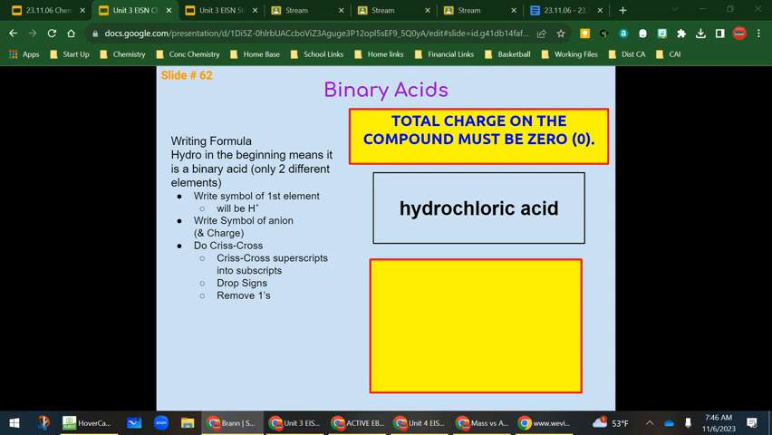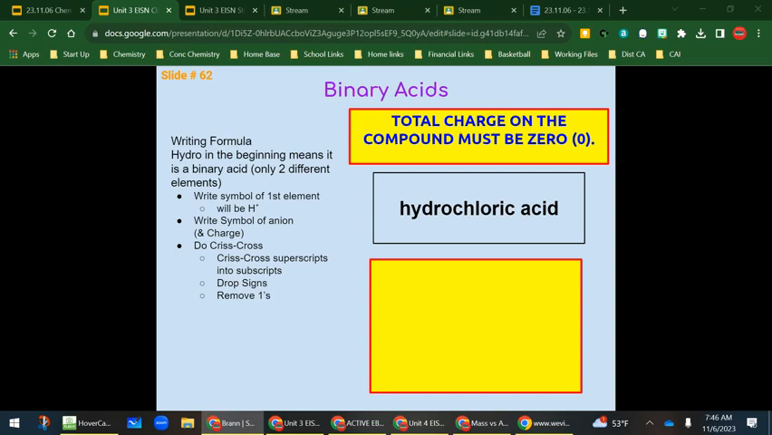Okay? So there are 2 kinds of acids that we have to worry about. The first is a binary. Binary means there are only 2 different elements in there. So what do you know one of them is? Hydrogen. So all you got to do is figure out what it's with. So hydrochloric acid, ladies and gentlemen.